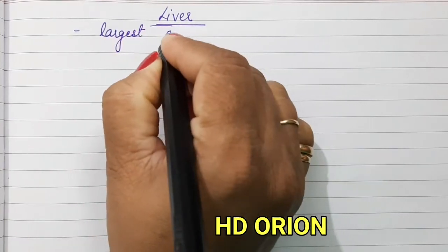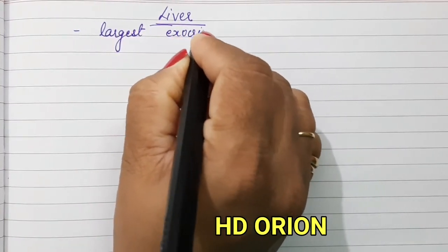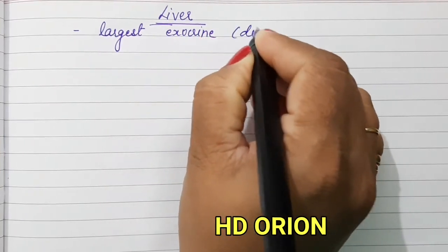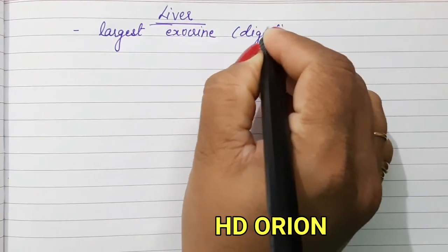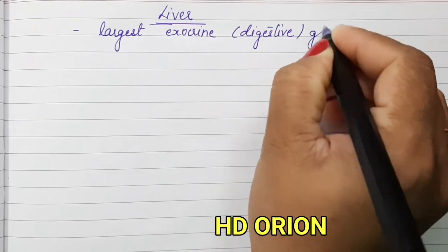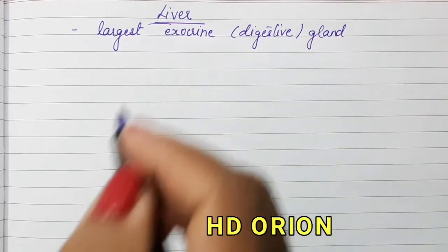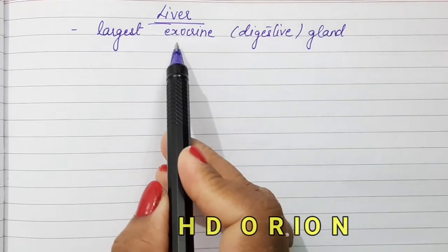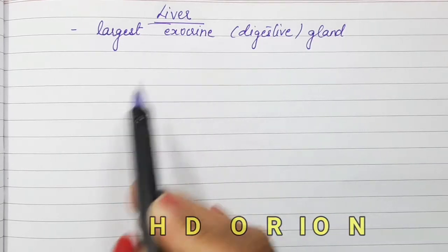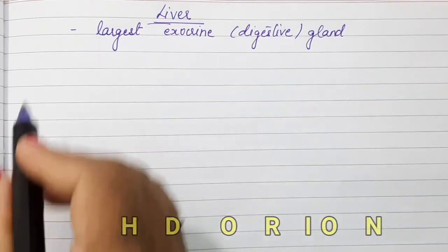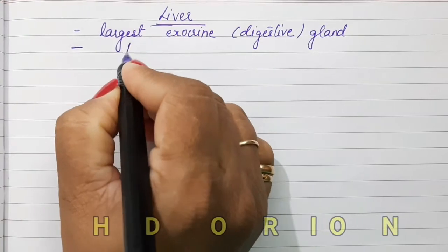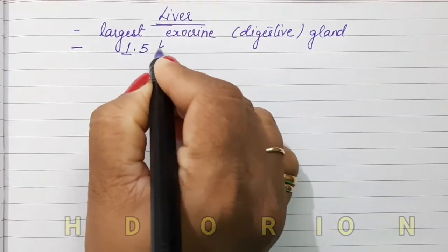It is the largest exocrine digestive gland. Exocrine glands are those glands which have ducts to secrete their secretion. Endocrine glands do not have ducts for their secretion. It weighs almost 1.5 kgs.